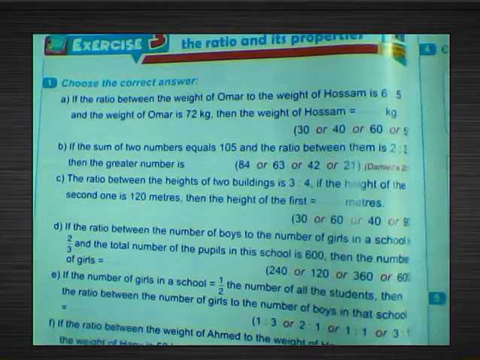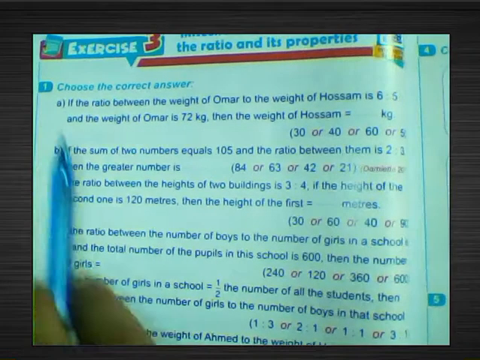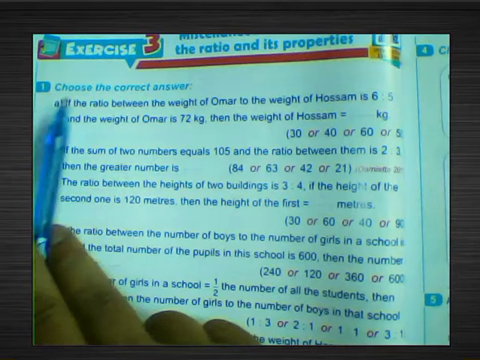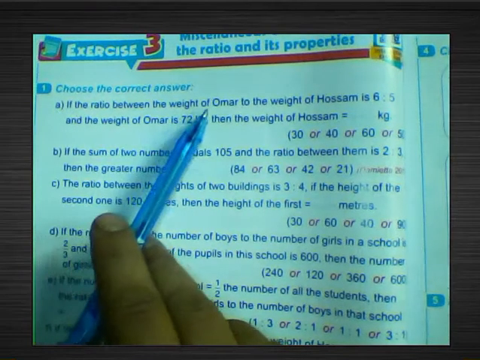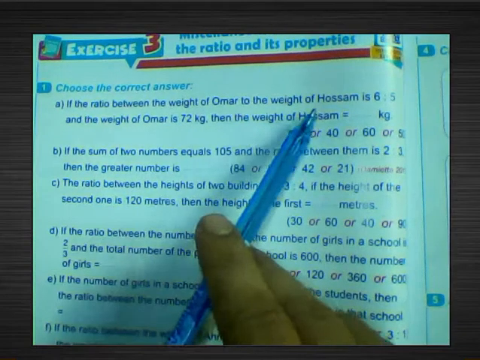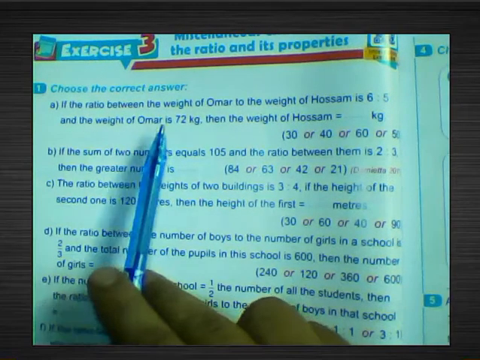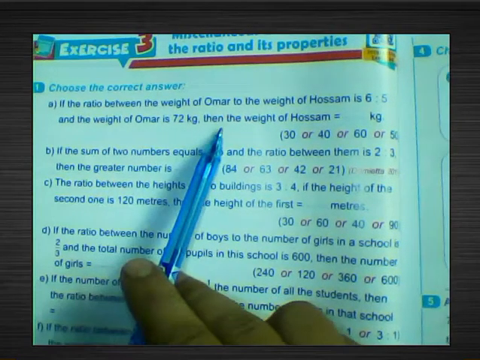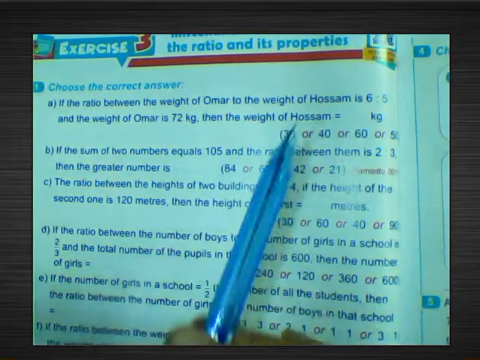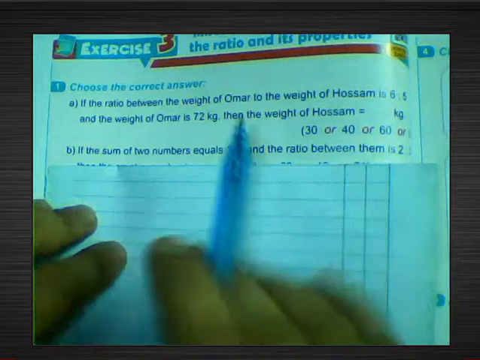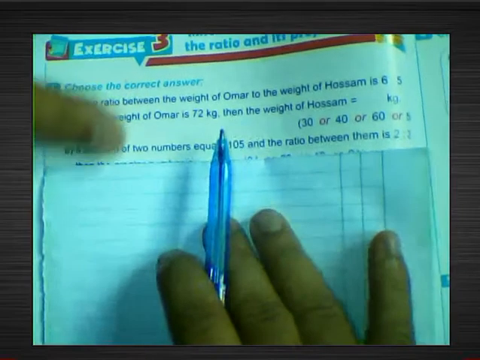What if your teacher gives you this example? Letter A, number 1, choose the correct answer. The ratio between the weight of Omar to the weight of Hussam is 6:5, and the weight of Omar is 72 kilograms. Then the weight of Hussam equals blank kilograms. First, we will write this on paper.